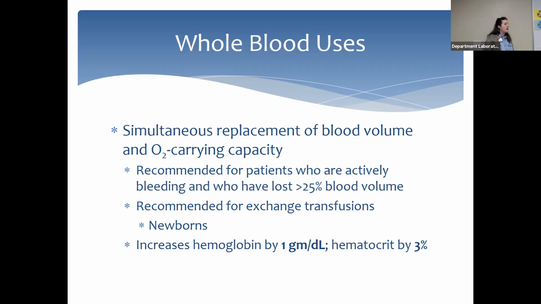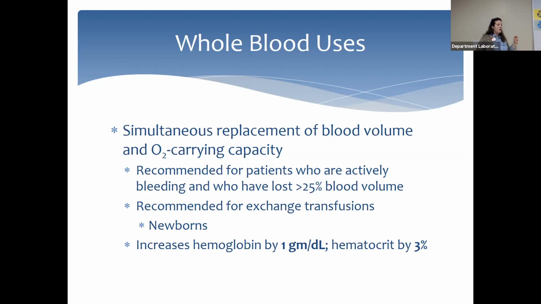For exchange transfusions, this is a pregnant mom. The baby is in distress, whether it be due to a high titer antibody that is coating baby cells, and they want to pull off those cells and give the baby fresh donor cells. They might use whole blood transfusion in those instances. That's another instance.